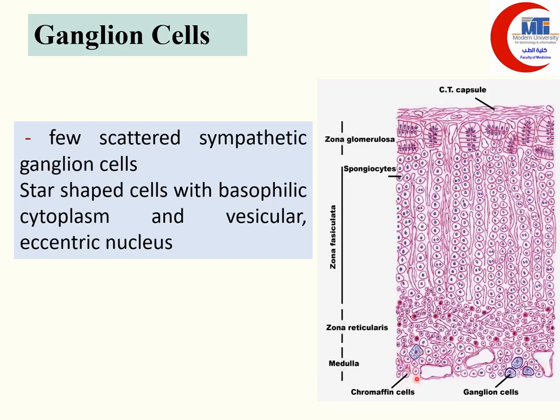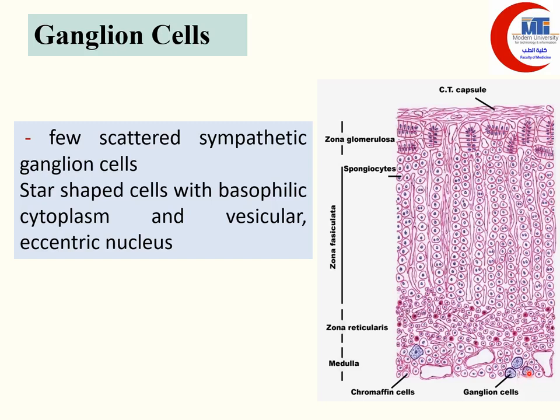Then the second part of the parenchyma called the medulla. The medulla, as we studied, formed of 2 types of cells. The main type called chromaffin cells, called chromaffin as it gives positive result when we stain the suprarenal gland by chromium salts. This part stained brown, as these cells secrete catecholamines, epinephrine and norepinephrine.